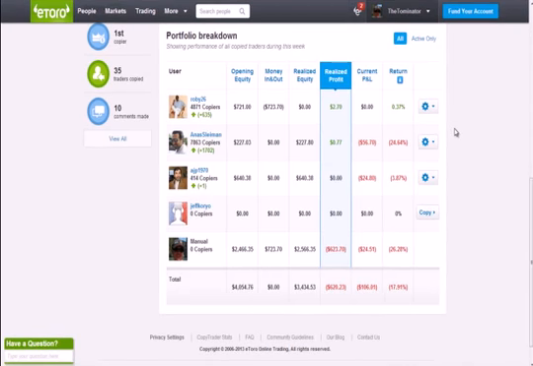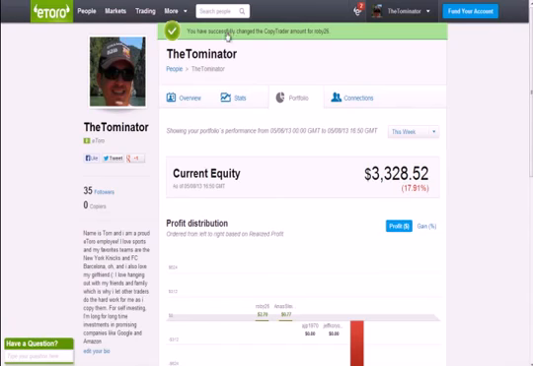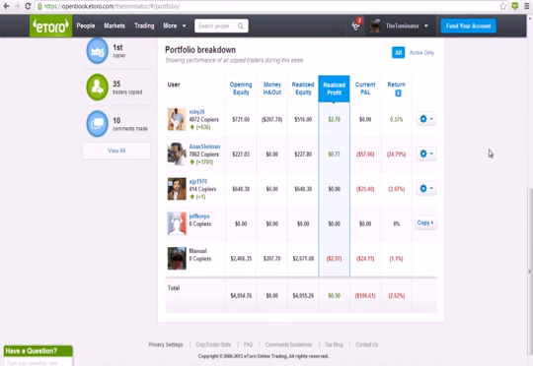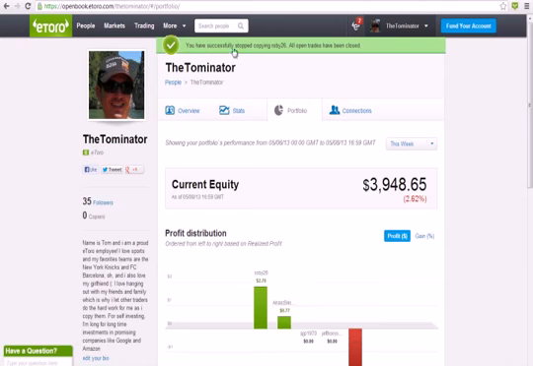Over here, I can see all the people that I'm copying and also my manual trades. If I want to add or remove funds from one of the people that I'm copying, it's very easy. I can remove or add. And all I have to do is click update. And you have successfully changed the copy trader amount for Robbie26. And also stop copying one of my traders altogether by clicking on stop copying. And by approving, you have successfully stopped copying Robbie26. All open trades have been closed.